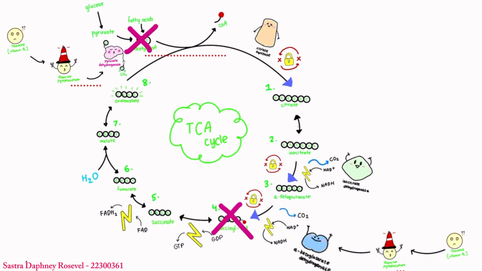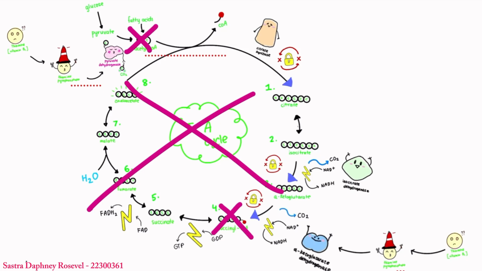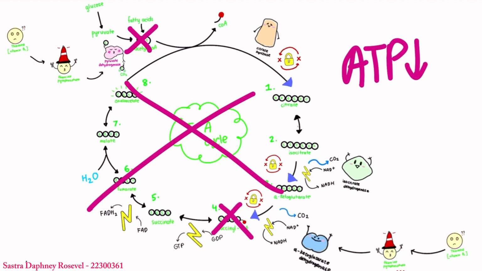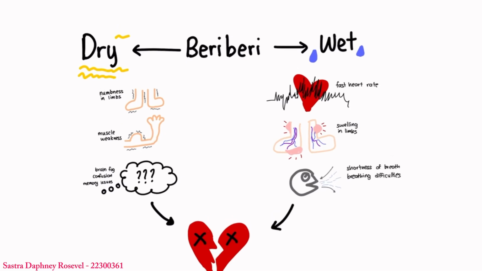And so these two accumulate, however, they cannot be converted. So this will slow or even block the TCA cycle, causing less ATP to be produced. Since the TCA cycle is a major source of energy, especially for high-demanding tissues like the heart, nerves, and muscles, these energy shortfalls lead to the symptoms of beriberi.